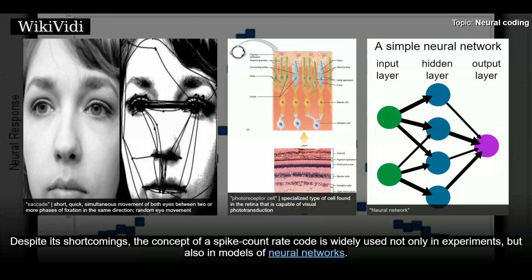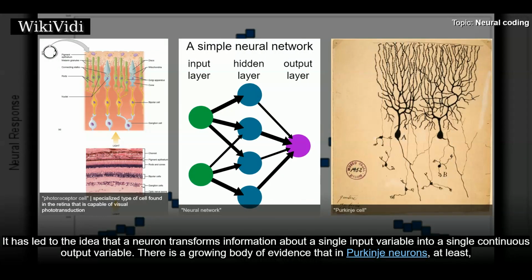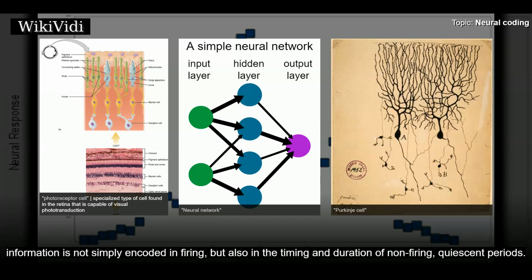Despite its shortcomings, the concept of a spike count rate code is widely used not only in experiments, but also in models of neural networks. It has led to the idea that a neuron transforms information about a single input variable into a single continuous output variable. There is a growing body of evidence that in Purkinje neurons, at least, information is not simply encoded in firing, but also in the timing and duration of non-firing, quiescent periods.